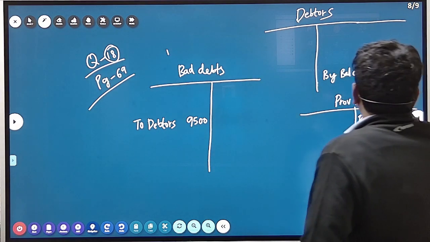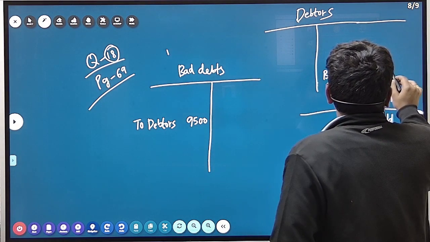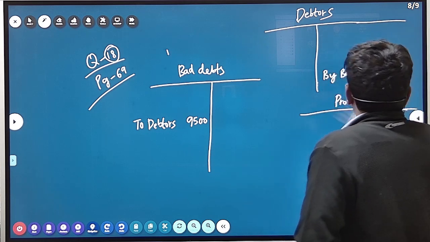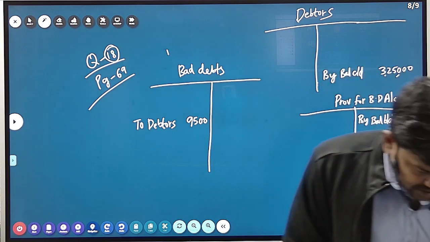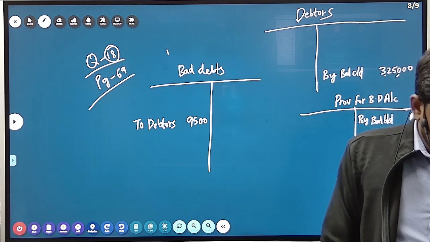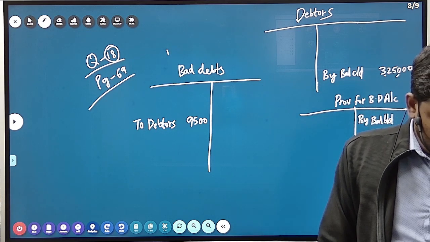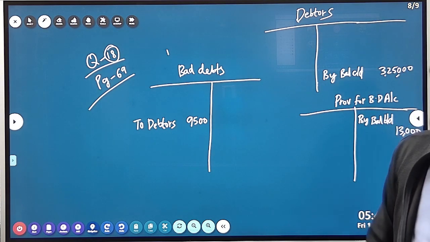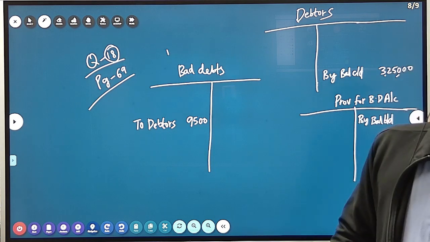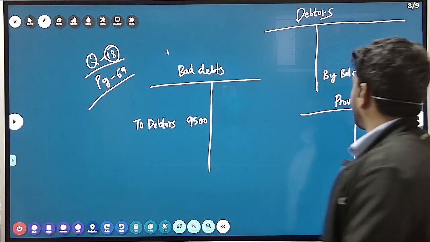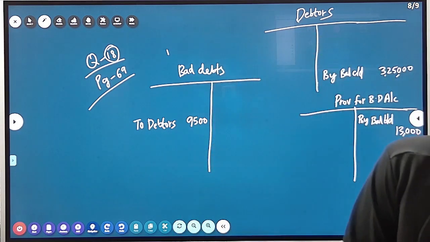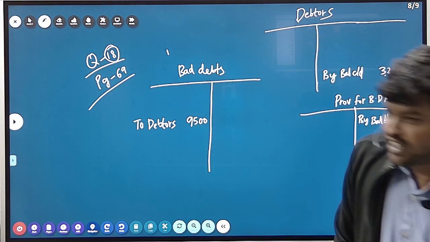3 lakh 28,000. 25,000. Okay. Out of this, debtors of 2,500 are bad and cannot be realized. So this will not be the closing, from this 2,500 will reduce further, then this will not be the closing. Okay, 2,500 cannot be realized, understood?